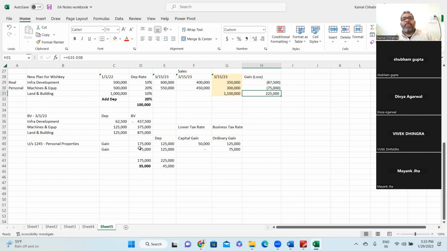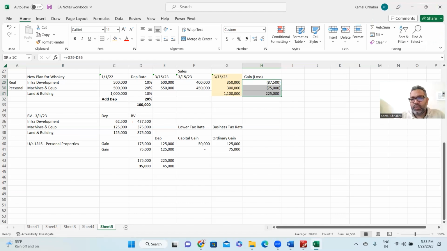So here, the first two assets, they both are generating a loss. This loss can be first netted off against the gain. The loss can be netted off against the gain. So what is the total balance? 62,500.